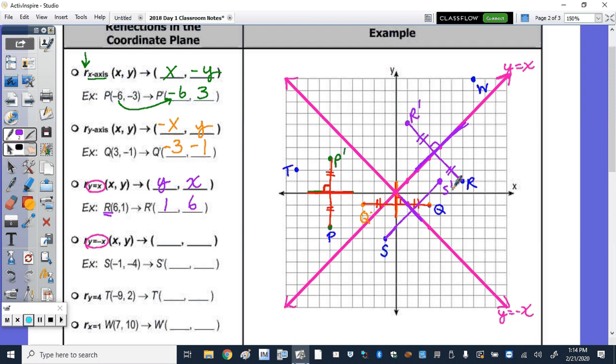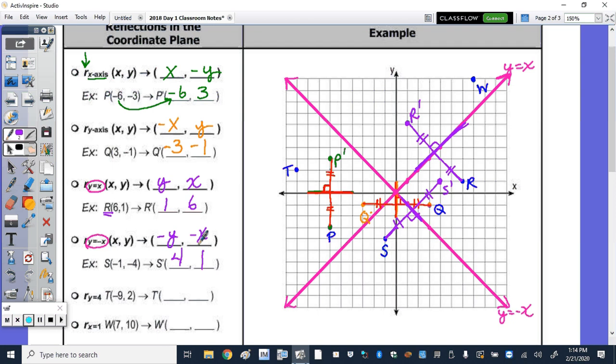S prime is going to be right here. And again, the line of reflection is the perpendicular bisector. So S prime has the coordinates 4, 1. So not only are they reversed, but they're also negated. So x, y becomes negative y, negative x.